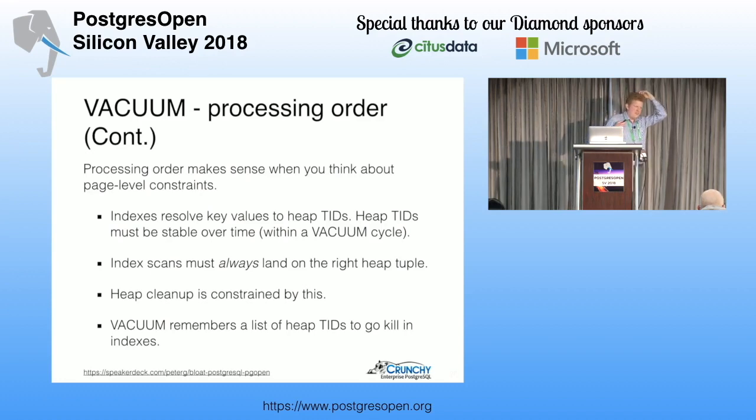You can think of the processing order as being dictated by the same requirements that we see at the page level for opportunistic stuff. So in other words, we cannot just go ahead and kill everything up front when we do our first pass of the heap, because then you'd have index entries that pointed to nothing, or worse still, pointed to some other thing, which would give you wrong answers to queries. That's not going to fly. That's a hard requirement, obviously.